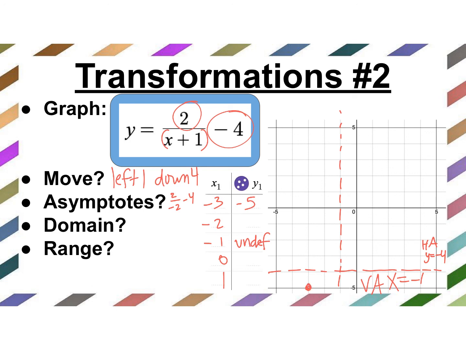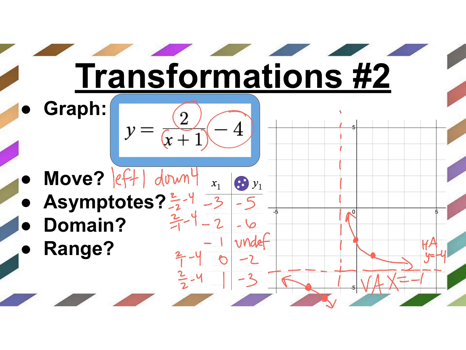And then when I plug in the negative 2, I get 2 over negative 1 minus 4, which is negative 2 minus 4, which is negative 6. So negative 2, negative 6 would be down there, and we've got that branch. I jump to the 0, so I have 2 over 1 minus 4 is negative 2, so 0, negative 2. And then 1 is 2 over 2 minus 4, which is negative 3. So 1, negative 3. And we have that graph there.